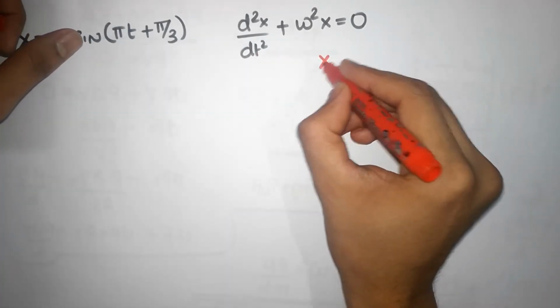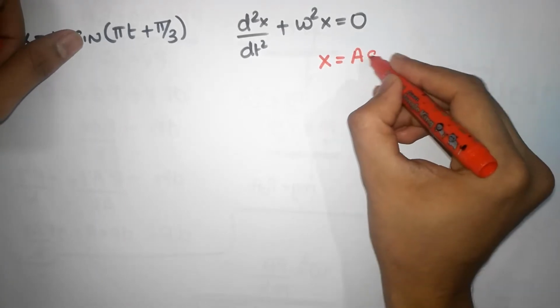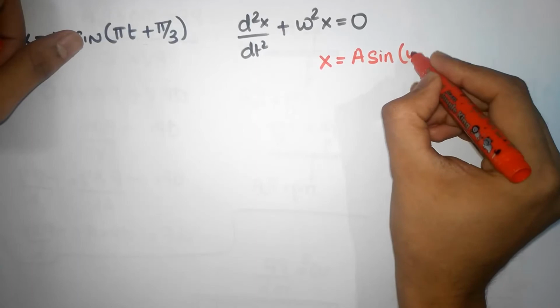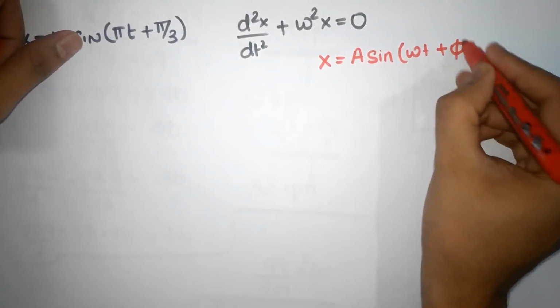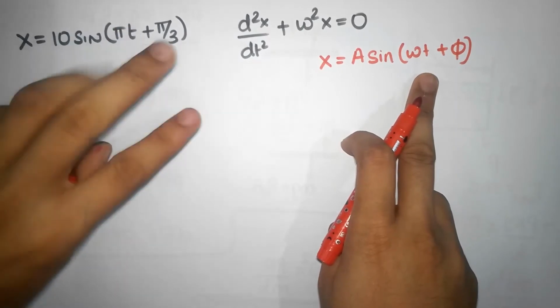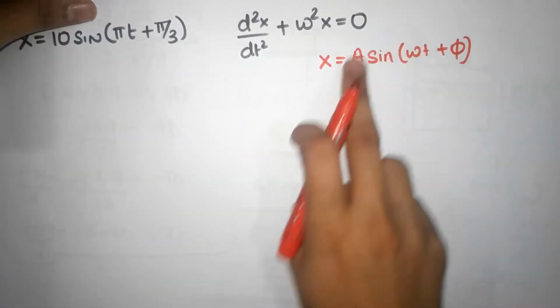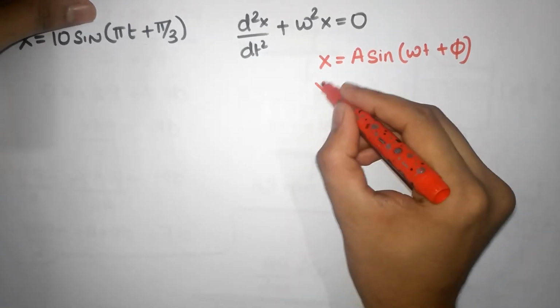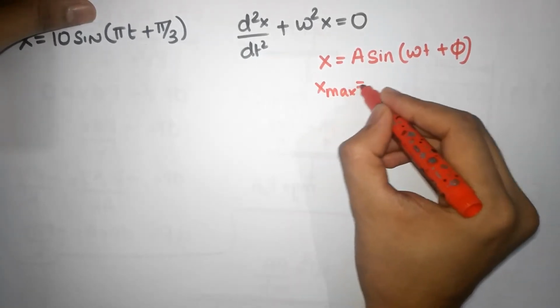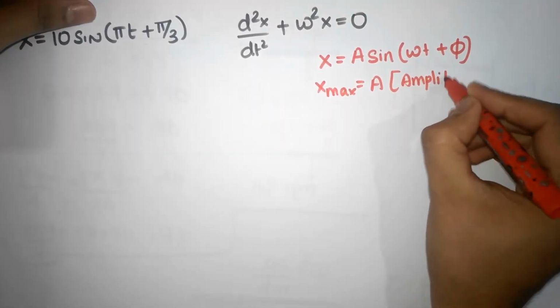Anyone will do. So in general, we'll write the solution as x equals A, let's say, sine omega t plus phi. I'm going to first explain what these things are, and then we'll tackle this problem a little bit later. So A is basically the maximum value of x, right? Can you see that? So maximum value of x is A, which we call the amplitude.